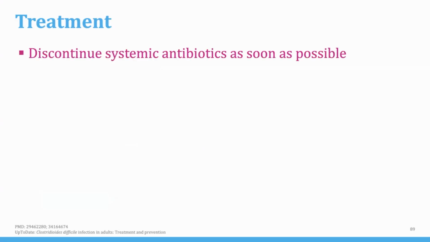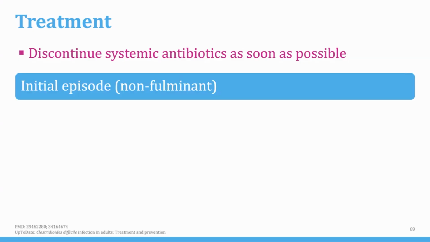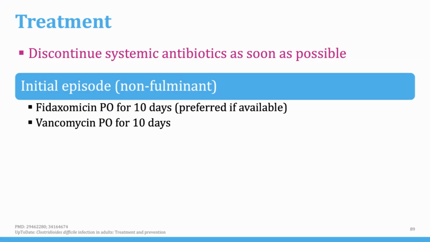So how do you treat them? Well, of course, the first step is to try to discontinue systemic antibiotics. If they have a concomitant systemic infection, you may need to continue therapy, but try to limit the course if possible. The treatment itself, so if it's their first episode and it's non-fulminant, the preferred option now is fidaxomicin for 10 days. Again, the guideline authors note that availability can be an issue, but if all other things are equal, this is now the first line option. If it's not available, you can use vancomycin for 10 days.